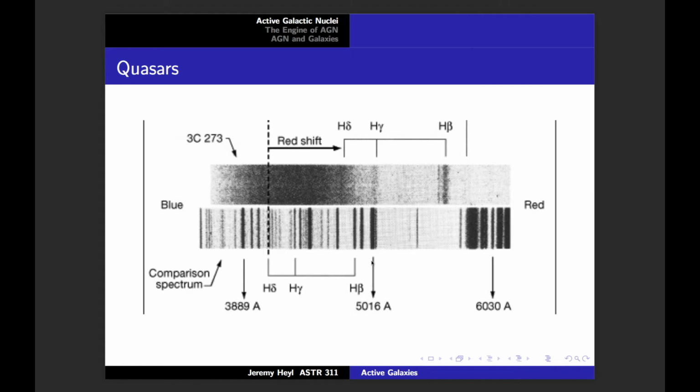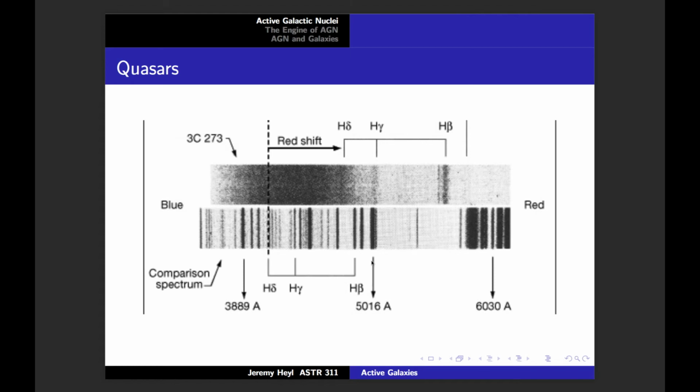So then they went to it with an optical telescope, and this was the first one that they did it. They looked at it and said, oh, that looks like a star. In fact, it looks like a 13th magnitude star. You can see this guy with an amateur telescope. So they said, it looks like a star. It's a radio source, so they call it quasi-stellar radio source, quasar.